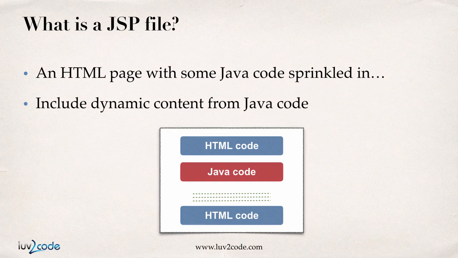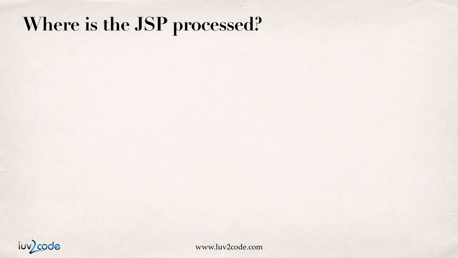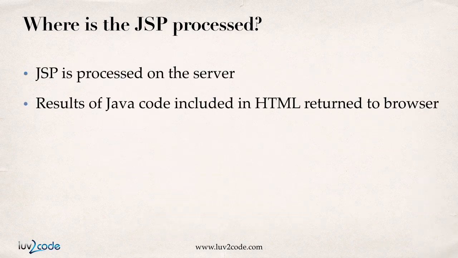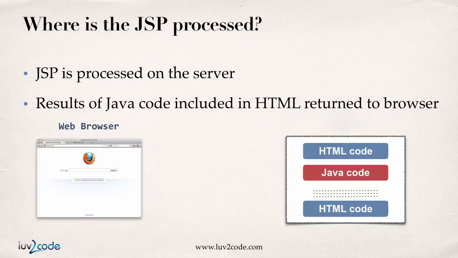All right, so the next question is, well, where's a JSP processed? Well, a JSP file is actually processed on the server. So it's processed on your Tomcat server, your Glassfish, or JBoss server. The results of the Java code is actually included in the HTML returned to the browser.